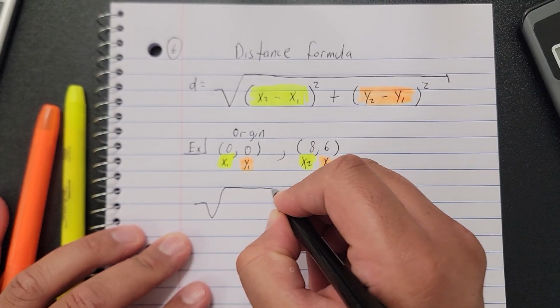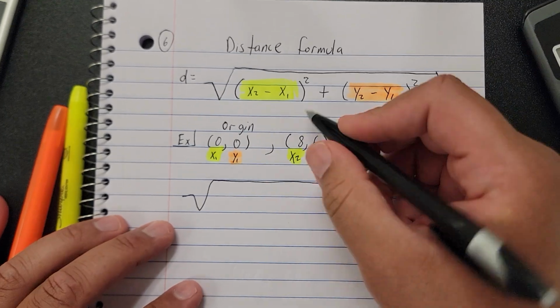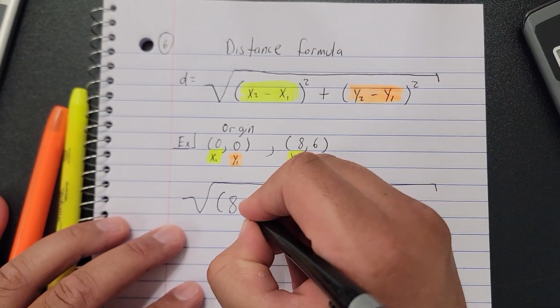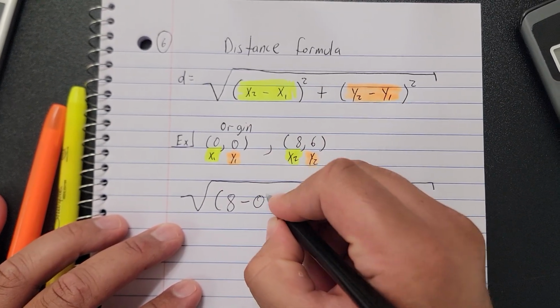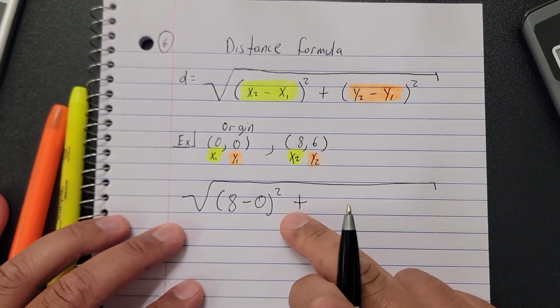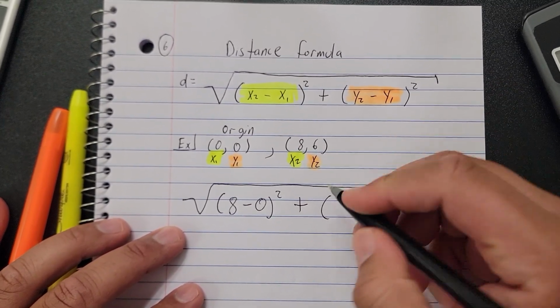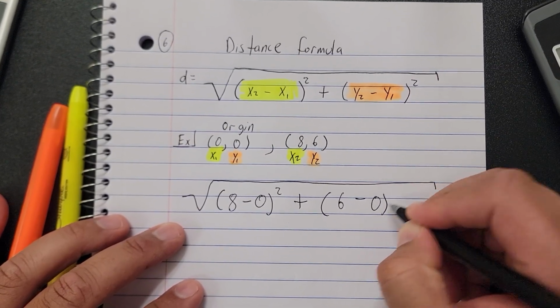Go ahead and draw your big square root symbol. So once I put this in parentheses, X2 is the 8 number, 8, and there's always a minus sign because the minus sign is in the formula. X1 is the 0 squared. Put a big plus sign in the middle. All right, Y2 right here is 6, and then again we have minus, and then 0 squared.